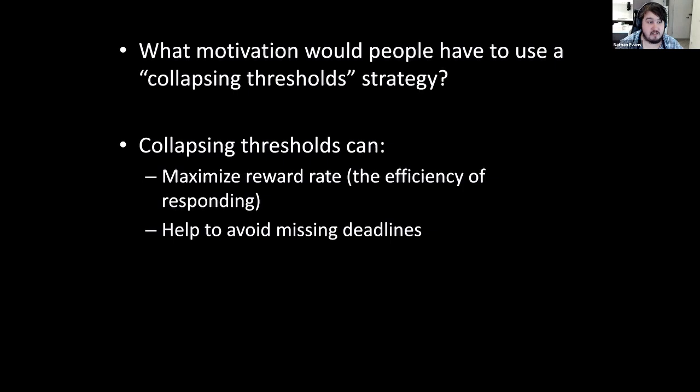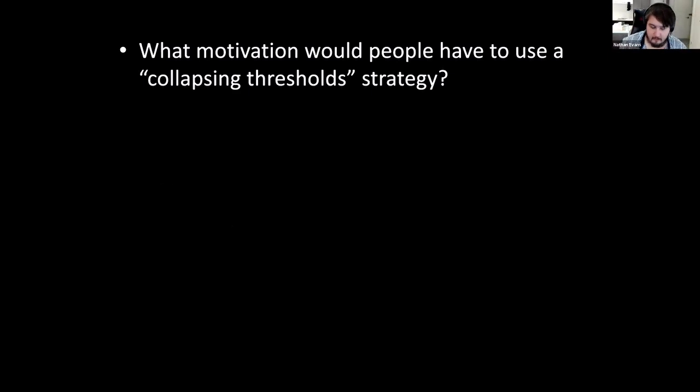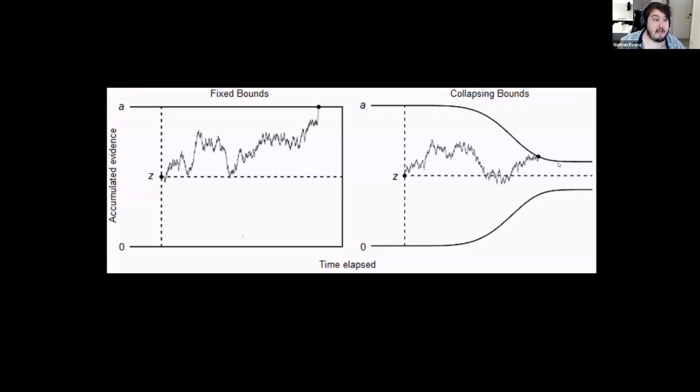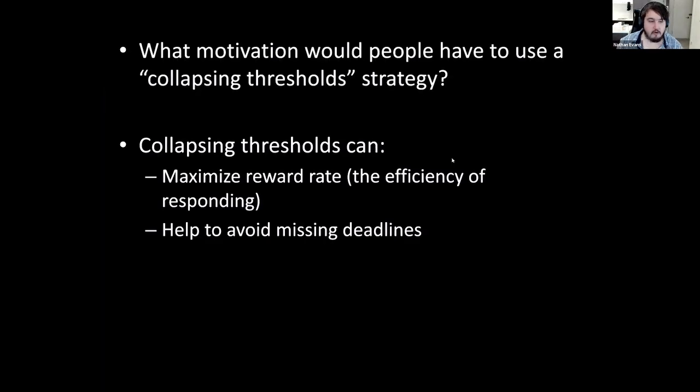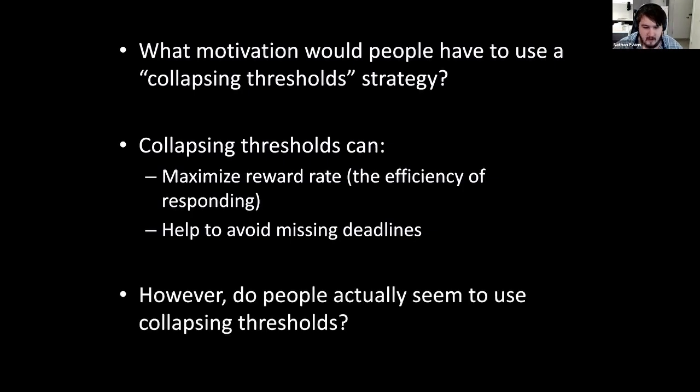They also help you avoid missing deadlines, because if you've got a deadline that's, let's say, at maybe 5 seconds, you can collapse your thresholds right before the deadline and decide with very little evidence to avoid completely missing the deadline and not responding. So again, these are two different theoretical perspectives of how the decision-making process may operate. And there's good reason for why people may actually adopt collapsing thresholds. However, although there are reasons why people might adopt collapsing thresholds, a question then becomes, well, do people actually seem to use them? Is it actually something that people seem to do?